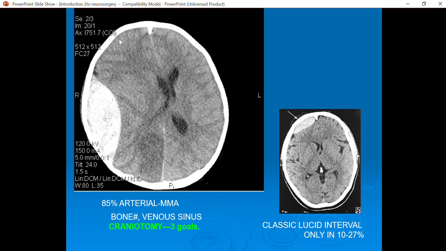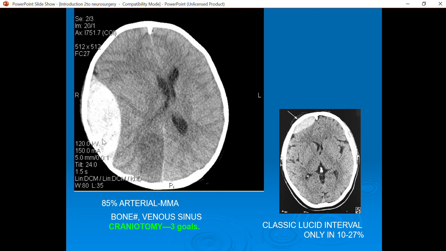This CT scan is showing a large epidural hematoma, and commonly we ask the source of bleeding in epidural hematoma. It is usually arterial, from the middle meningeal artery, which is a branch of the external carotid artery. This is a large epidural hematoma. There is significant midline shift to the other side, and this needs emergency craniotomy.